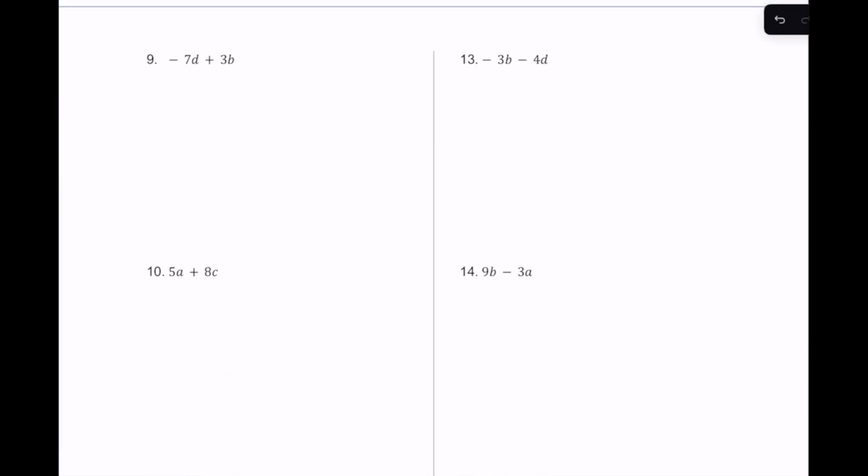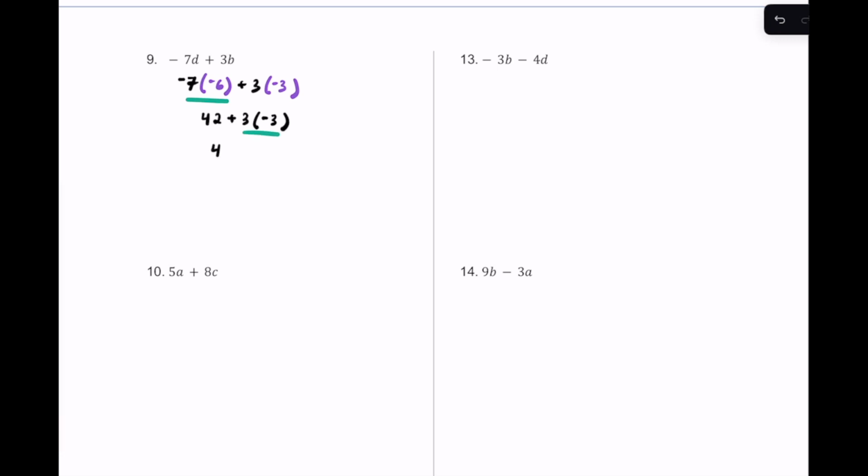For number 9, we have negative 7d plus 3b. So negative 7 is this coefficient multiplied by d. Now d is equal to negative 6, so let's go ahead and multiply those. Plus we have 3 multiplied by b, and b is equal to negative 3. Okay, so we have 2 multiplications. Let's go ahead and do the one on the left. So negative 7 times negative 6, that's going to be a positive 42. Plus we have this 3 times negative 3. Now 3 times negative 3 is going to be negative 9.